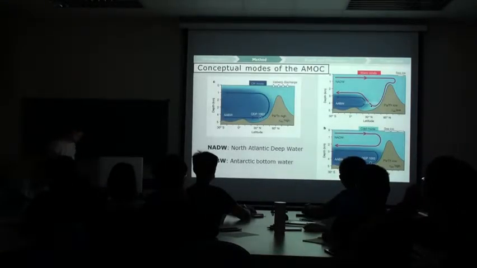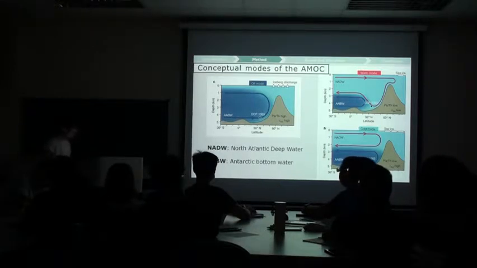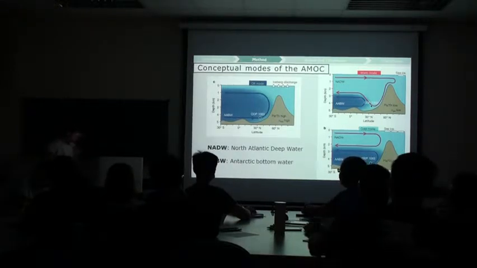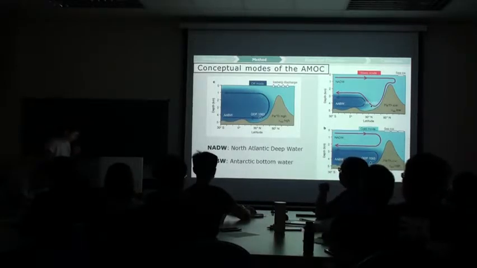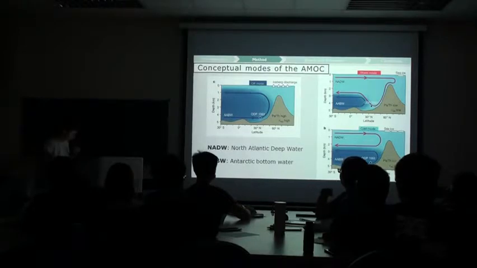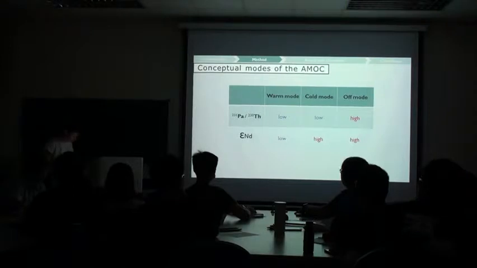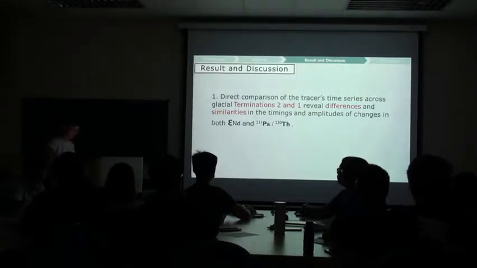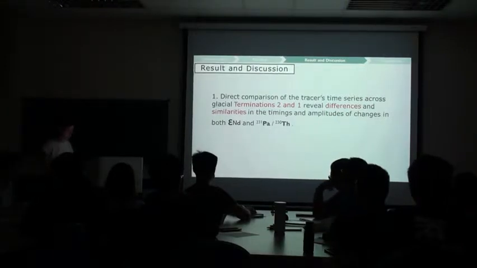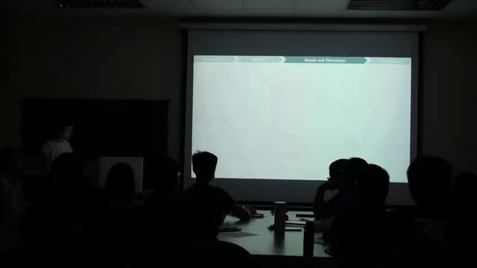This is the circulation model established in past research, and those three models correspond to different isotope values, like this. We use this to interpret our results. So this is the result and discussion. We compare the differences and similarities of termination 1 and termination 2.